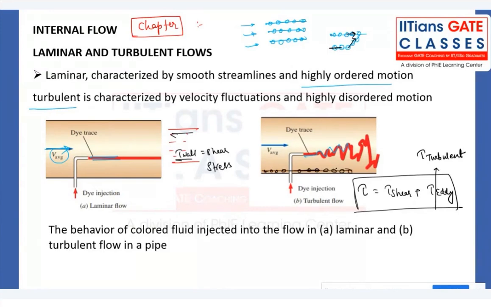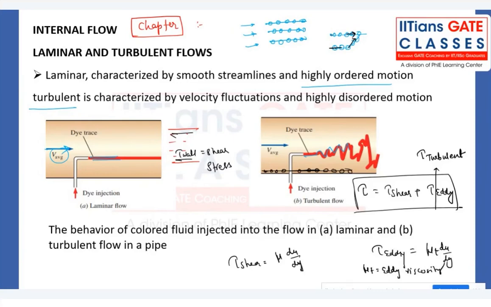Due to that, additional shear stress between the layers of the fluid happens. Because of the remixing, some additional shear stress between the fluid layers occurs. That is nothing but turbulent shear stress. Getting my point? All of it. So different scientists or researchers have given semi-empirical theories about this eddy viscosity or eddy shear stress. Just like we write shear stress as mu into du by dy, here we write eddy shear stress as mu t du by dy, where mu t is nothing but eddy viscosity.